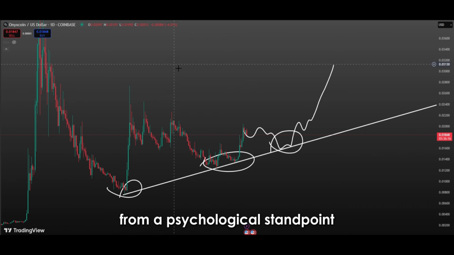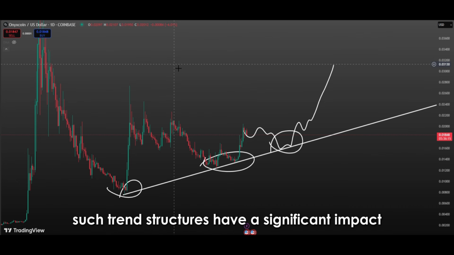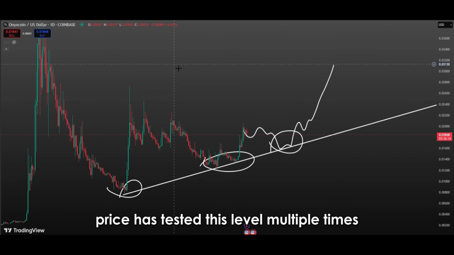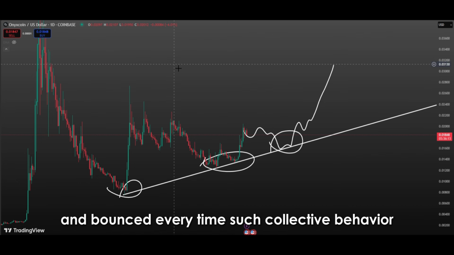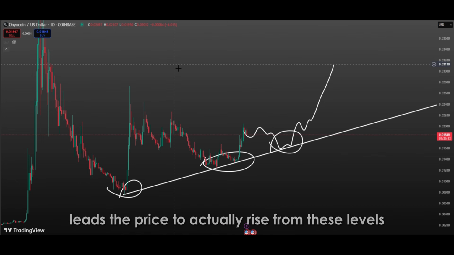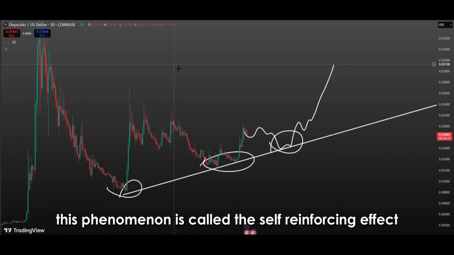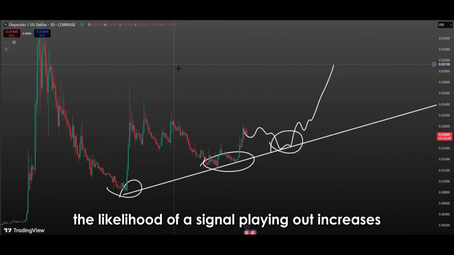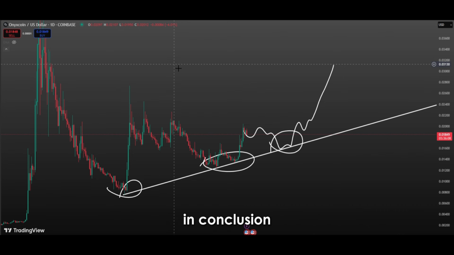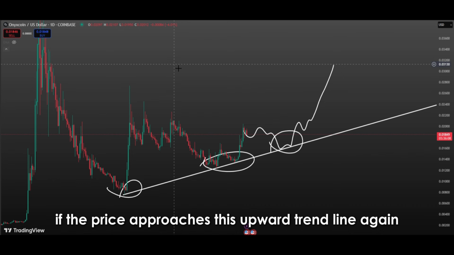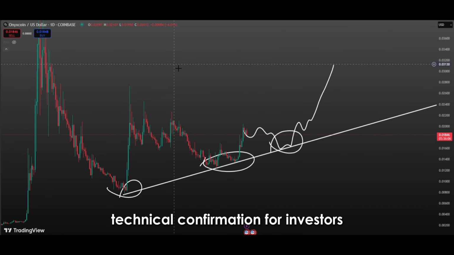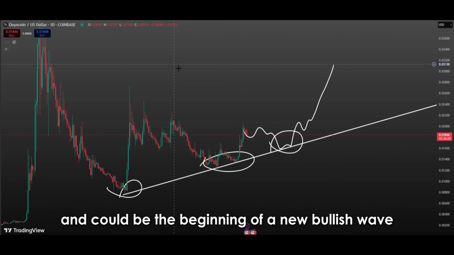From a psychological standpoint, such trend structures have a significant impact. Many investors place trust in these levels and act on the belief that the price has tested this level multiple times and bounced every time. Such collective behavior leads the price to actually rise from these levels. In technical analysis, this phenomenon is called the self-reinforcing effect, meaning the likelihood of a signal playing out increases because everyone believes in it. In conclusion, if the price approaches this upward trendline again, a strong upward bounce from here is quite likely. This move provides technical confirmation for investors and could be the beginning of a new bullish wave.